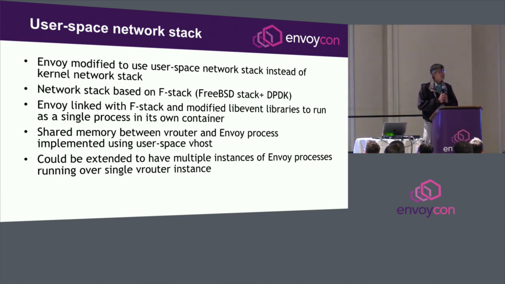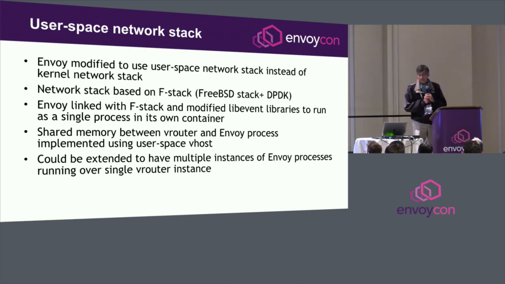So now that we moved all of the packet forwarding into user space, we need something that should replace the kernel network stack. And we are using an open source project called FStack. FStack is based on the FreeBSD networking stack, which has been around for a long time and has a pretty good reputation. And what FStack did is to take that FreeBSD network stack and integrate it with DPDK.